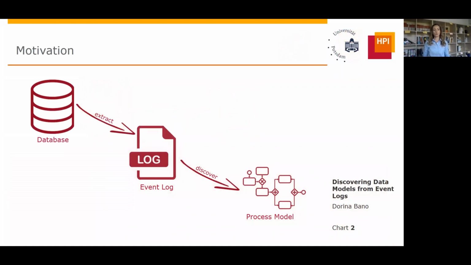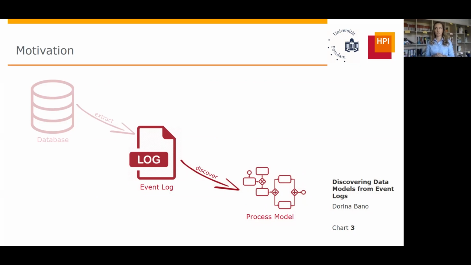In traditional process mining, we have a database, which is the starting point, and then we extract an event log. After the event log is extracted, we can discover process models, which tell us in which order the activities are executed in order to achieve a certain business goal. For the moment, suppose that we do not have any idea about the database. We just have an event log, but we are still able to discover the process models.